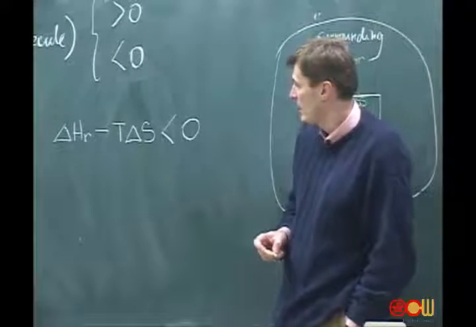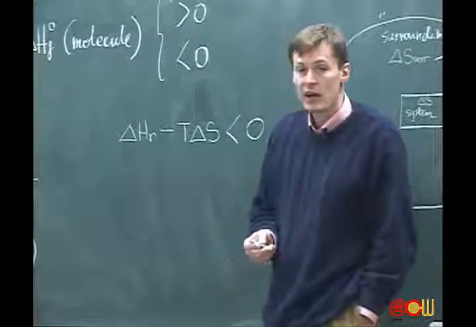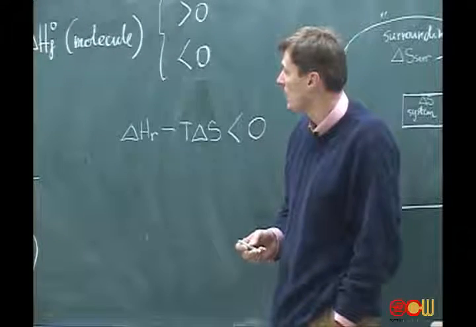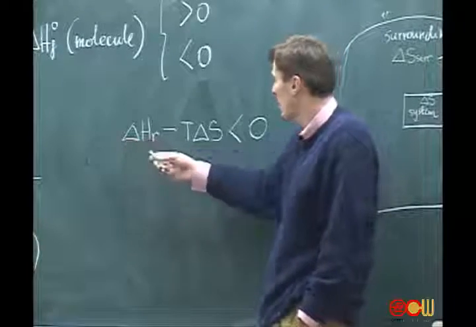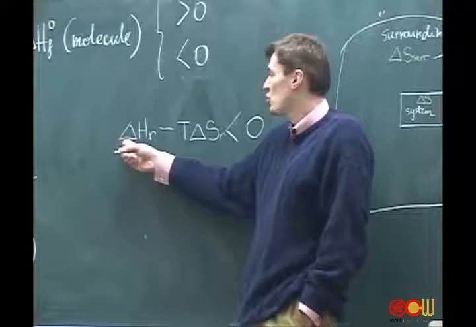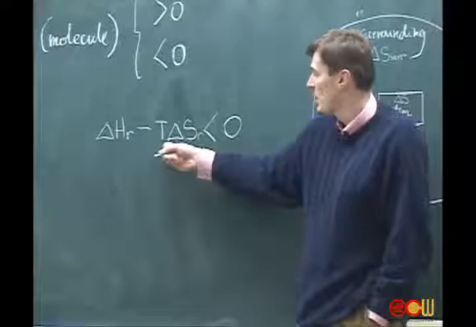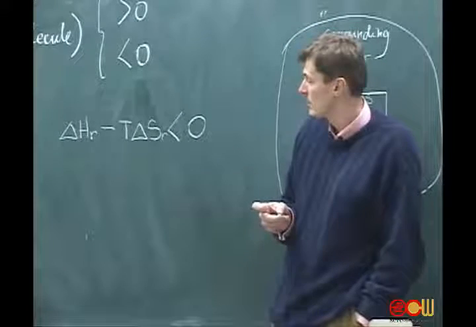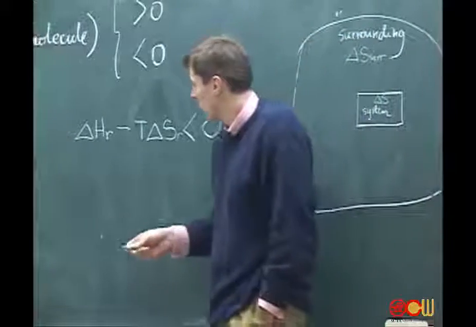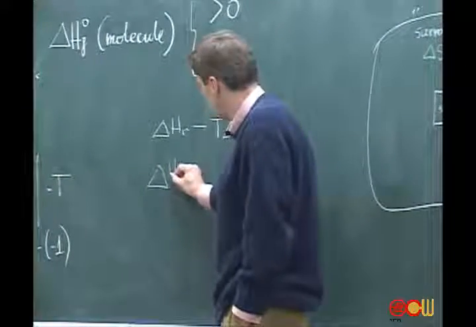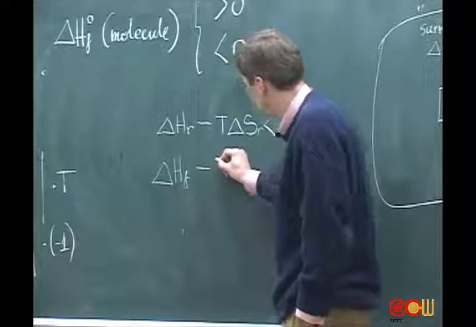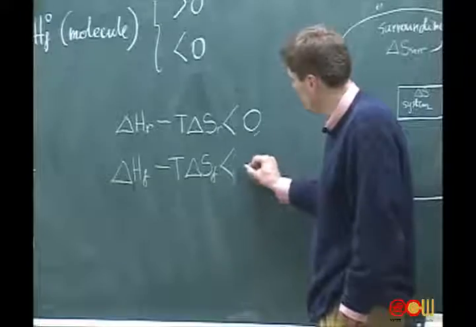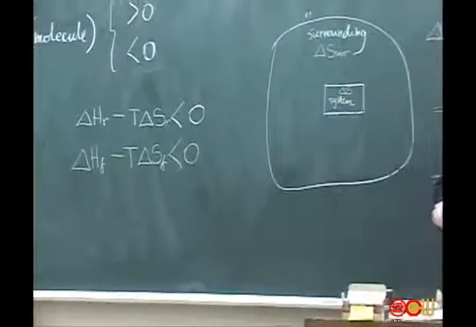Good. So finally, I found what is the condition for a reaction to be spontaneous, or what is the condition for my molecule to be stable. So first, for the reaction, I have the equation: change of enthalpy in the reaction minus change of the entropy in the reaction multiplied by temperature must be smaller than zero. Then the reaction happens. For the molecule, I have a similar condition: formation enthalpy of this molecule minus the formation entropy of this molecule multiplied by temperature must be smaller than zero. Then this molecule is stable.